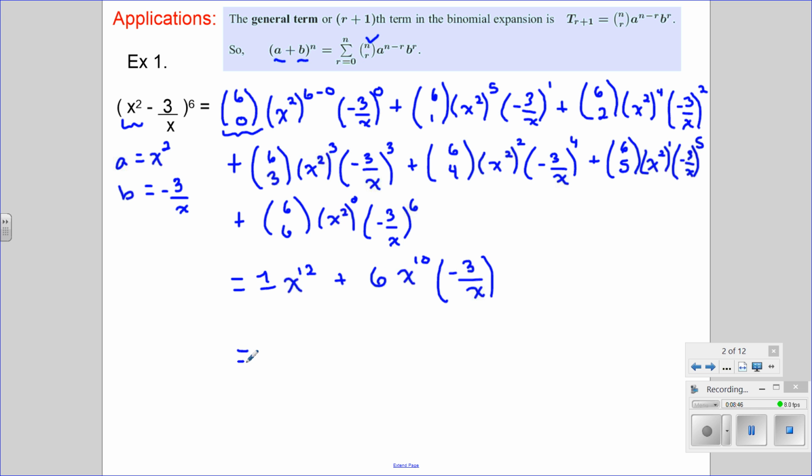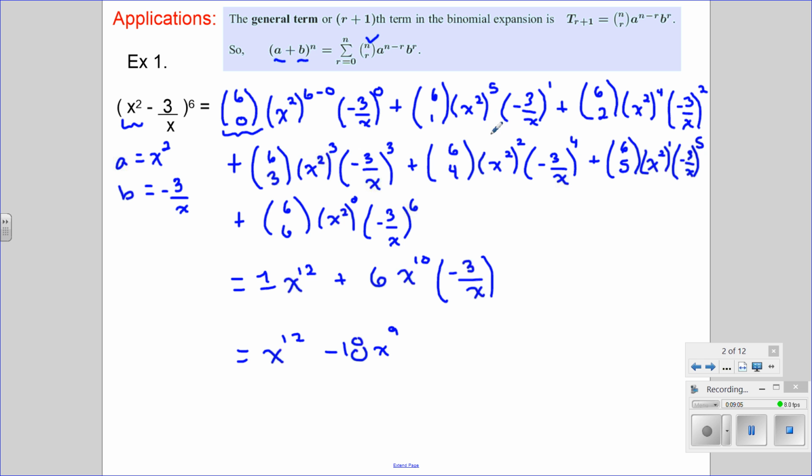So already, let's go ahead and clean this up a bit. I've got x to the 12th. This is going to wind up being negative 18. And then x to the 10th divided by x will wind up being x to the 9th. All right. So now when we get to the next term, 6 choose 2.